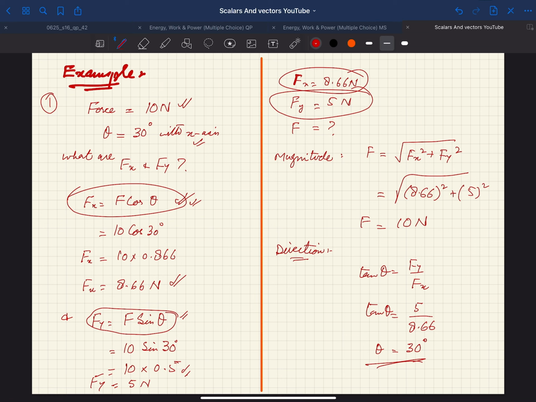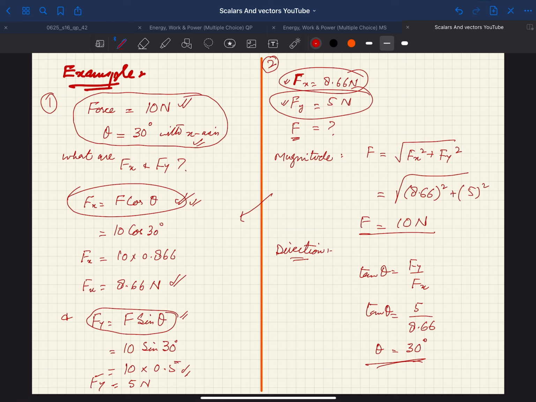So if you have the situation where the force and the angle are given, then you can find the x and y components. But the second situation is that they have given you not the resultant force, but the components of the force, Fx and Fy. So what will be the resultant force? 10 Newton will be the resultant force, and as I said, I have taken these two values from here because I just want to simplify the example.